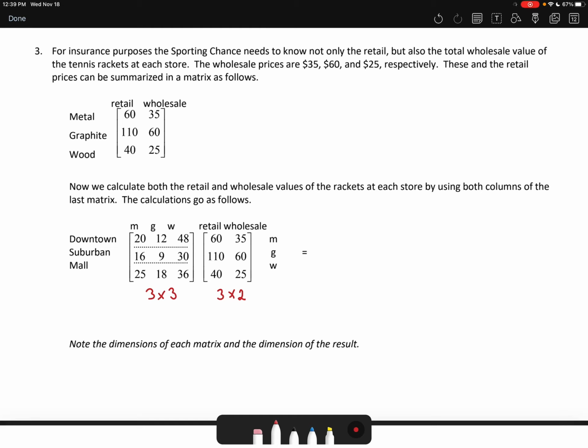So now we want to calculate both the retail and wholesale values of the rackets. So again, we already know some of these entries. We've already calculated all of the retail values by going across and down, across and down, across and down with the first column. So I'm grabbing all these numbers from what we just did. The retail values were 4,440, 3,150, 4,920, and those were retail values.